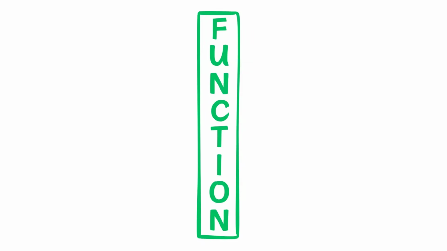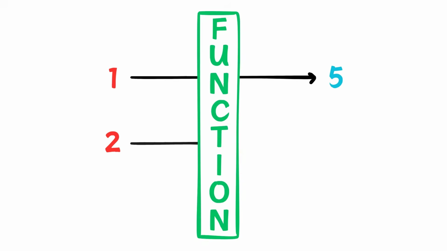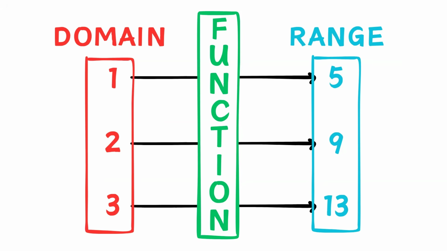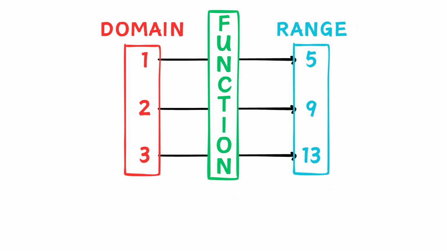A function is a relationship that pairs each input with exactly one output. The inputs are called the domain of the function, and the outputs are called the range. Functions in math are often notated in the form f of x. The f is the function name, like a variable, and the x inside is the input.